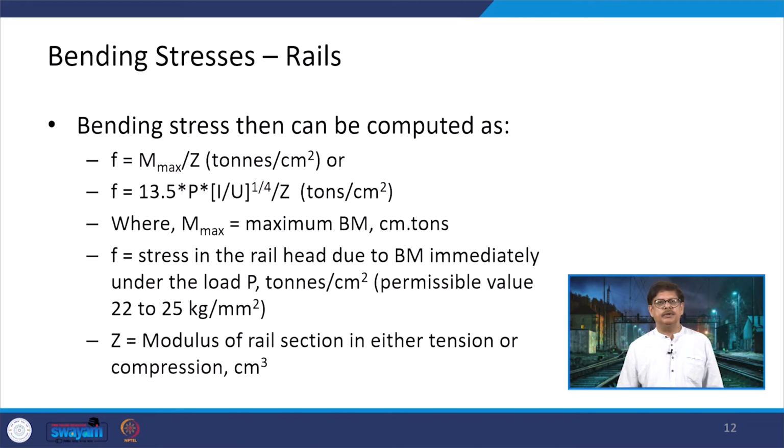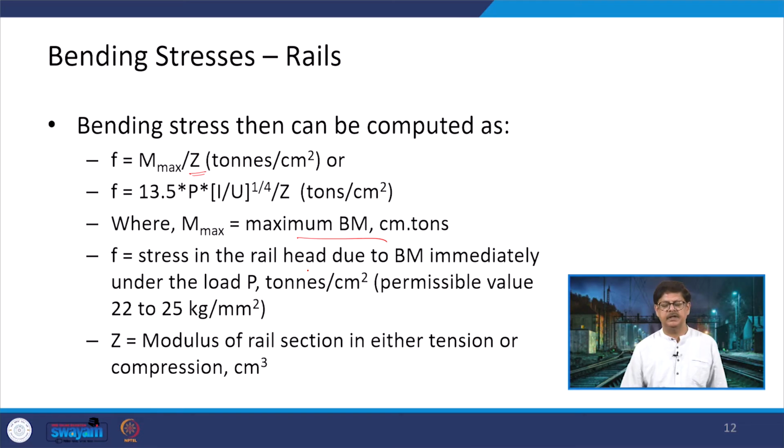Now, if you have to calculate the bending stress, we already have the maximum bending moment value with us. So, this is nothing but that bending moment divided by Z, and then for this F, if we put the value of M here, it becomes 13.5 into P into (I over u) to the fourth root, divided by Z. Now, M is obviously what we have calculated, the maximum bending moment, so it is in centimeter tons.